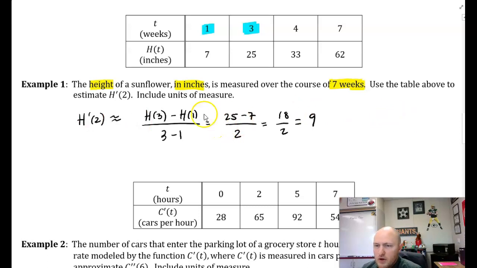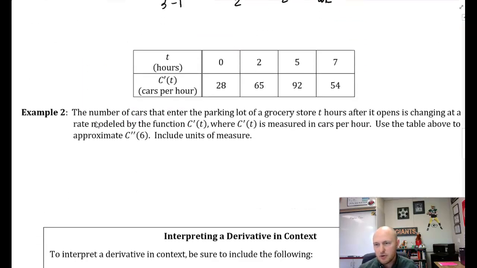Now it's important, you're going to want to include the units of measure. So our change in our y values in our numerator, that's in inches, that's the height. 9 inches is how much the sunflower has grown. And then over the course of, well, we reduced, so it's going to be 1 week. So 9 inches per week. Okay, and remember, that is just at 2 weeks. So specifically at 2 weeks, it's growing 9 inches per week.